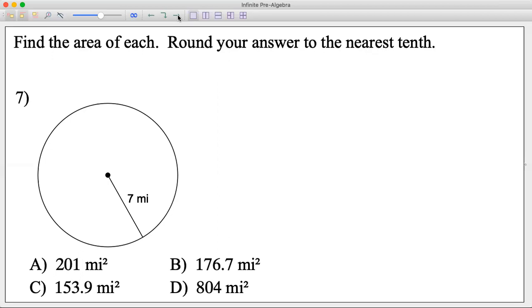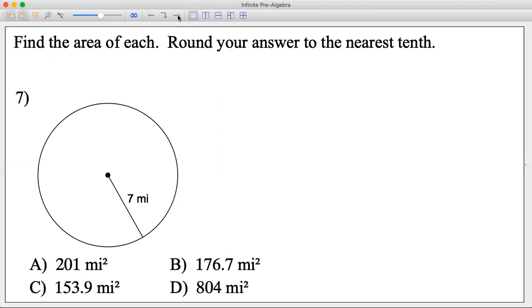So I got 153.83. Why does it say 153.9 and I got 153.8? Because I used 3.14. For those of you that choose to do the multiplication, I'm just going to tell you the computer program uses the pi key, not 3.14. So that when you do it and you're a little bit off, you actually still have the right answer. Don't panic.